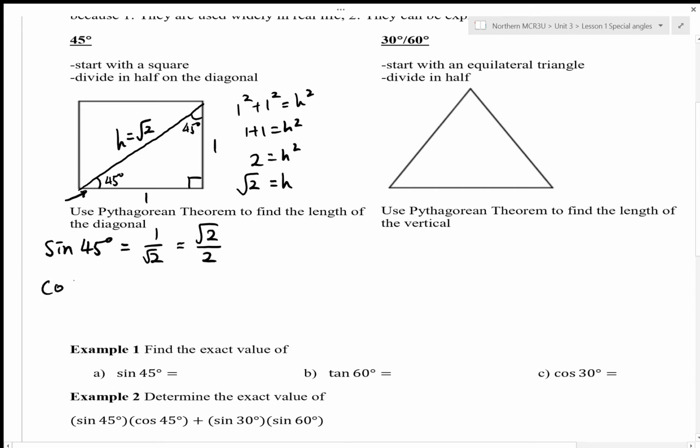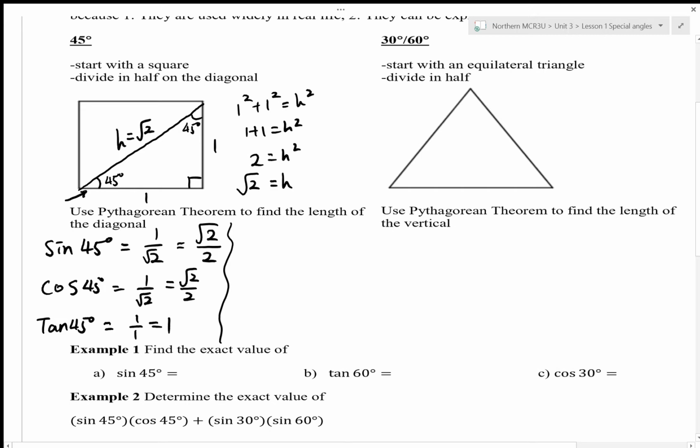Now, if you then look at cosine 45 degrees, cosine is the adjacent over hypotenuse. It's the CAH. So adjacent is this one, and then the hypotenuse is that. So it's again 1 over square root of 2, which is also square root of 2 over 2. And then lastly, it is tangent 45. Now, tangent is TOA, so it is opposite over adjacent, so it's 1 over 1, which is 1. So we have those. And then what about the other ones?